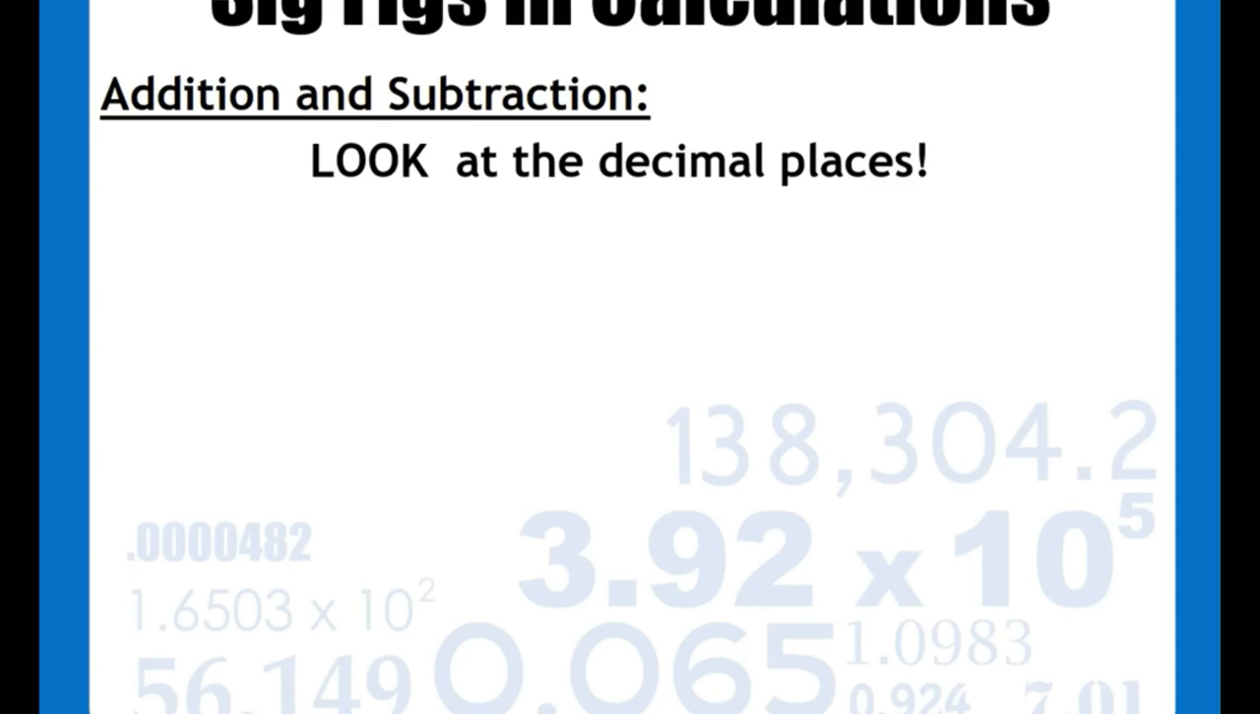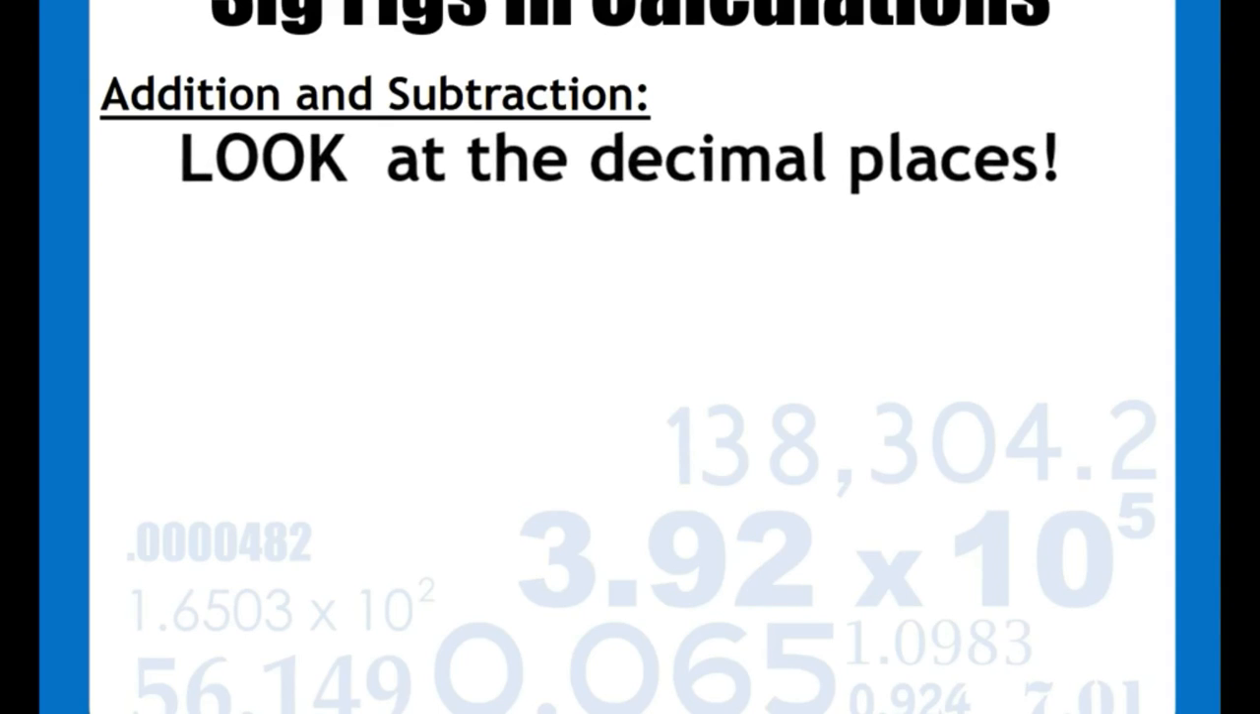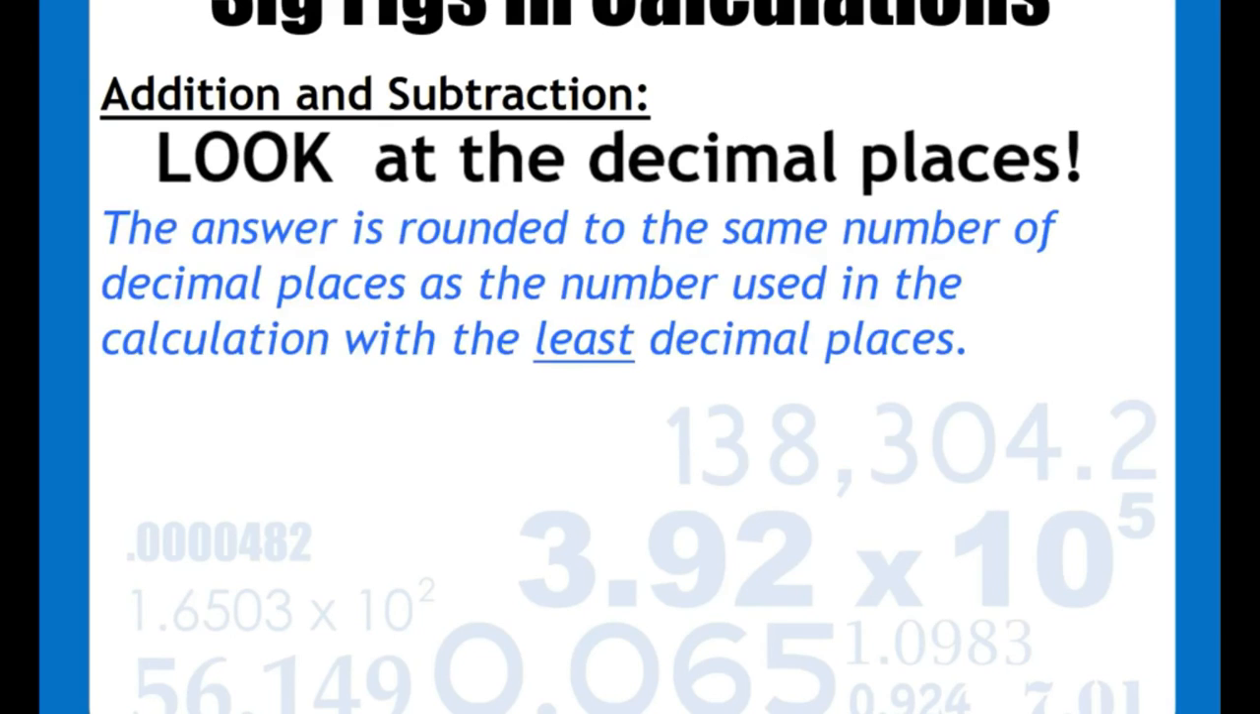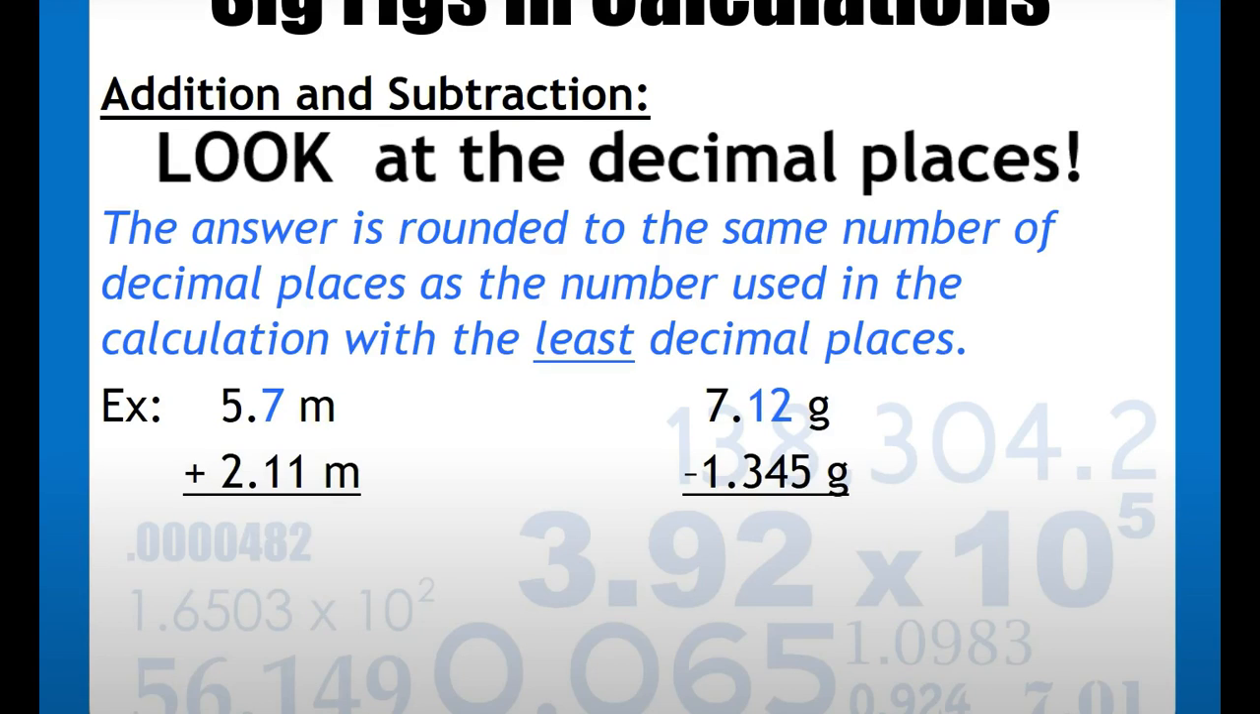When we look at addition and subtraction, the good news is that it follows the same rule, and you need to focus on the decimal places. What this means is that your answer is rounded to the same number of decimal places as the number used in the calculation with the least number of decimal places. So for example, if you... I'll pause that here so you can write that down.